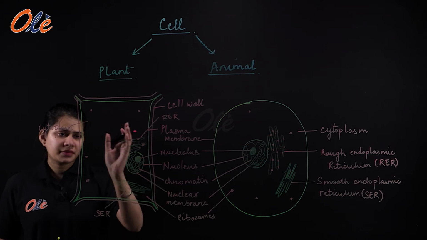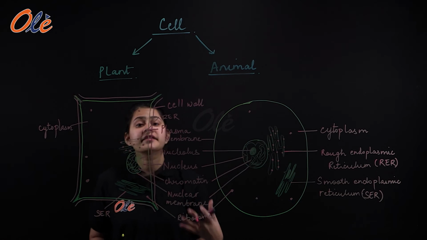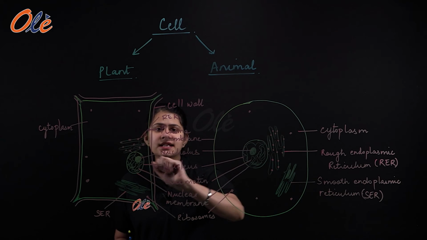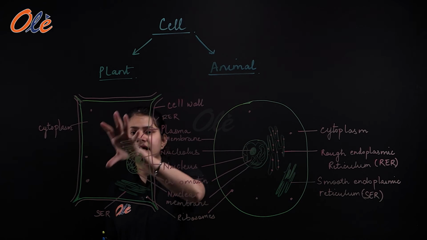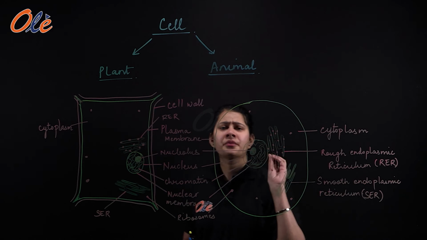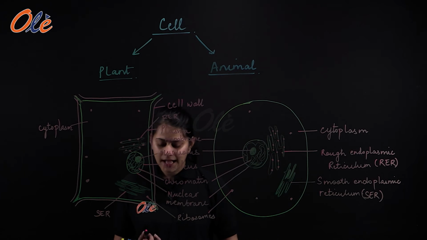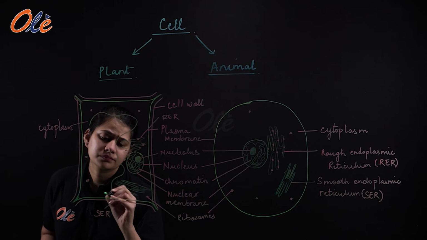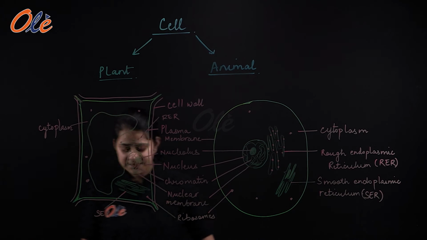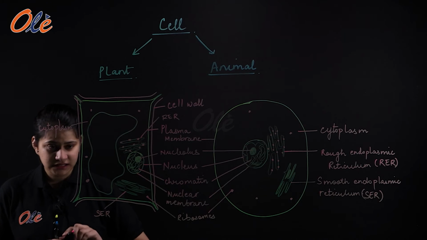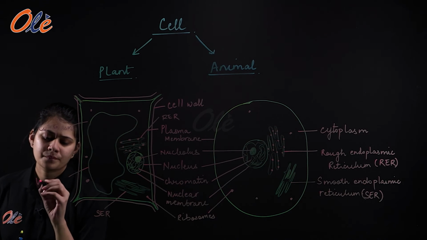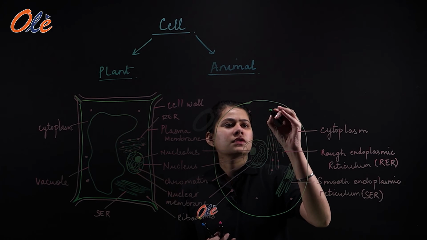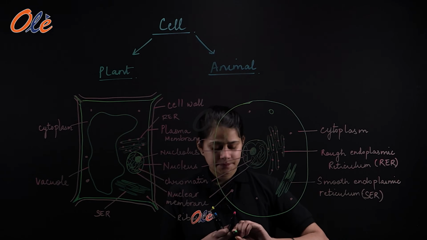Another interesting feature, or rather the difference between the plant and the animal cell, is that in the plant cell, all these organelles are shifted towards the periphery because there's a large central vacuole in the middle, whereas very small vacuoles are present in the animal cell. So let's draw that. A large central vacuole in the plant cell, smaller vacuoles in the animal cells.